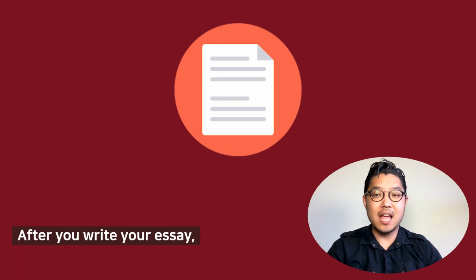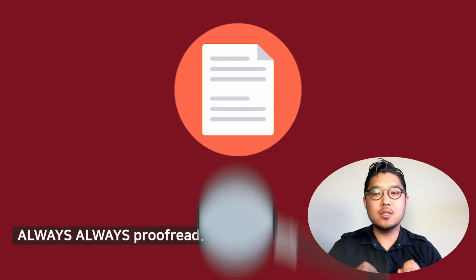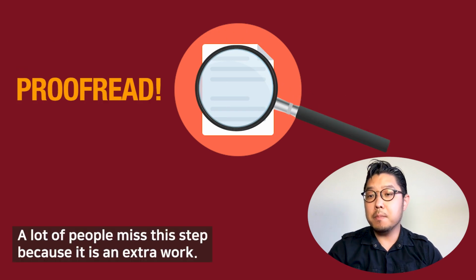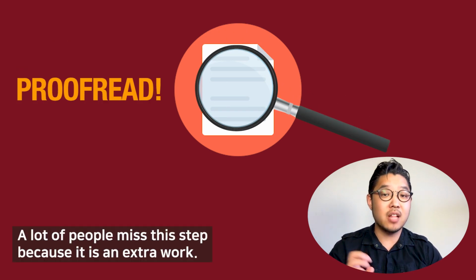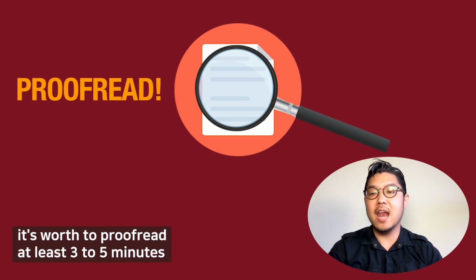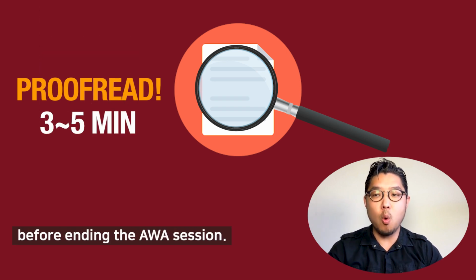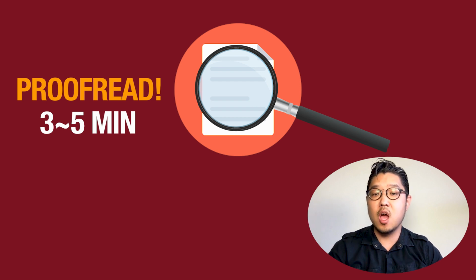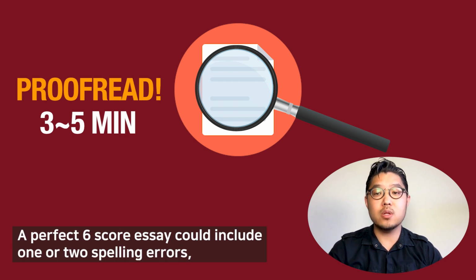After you write your essay, always proofread. A lot of people miss this step because it is extra work. But believe me, it's worth it to proofread for at least 3 to 5 minutes before ending the AWA session. A perfect 6-score essay could include 1 or 2 spelling errors, but more than that will surely downgrade your essay.